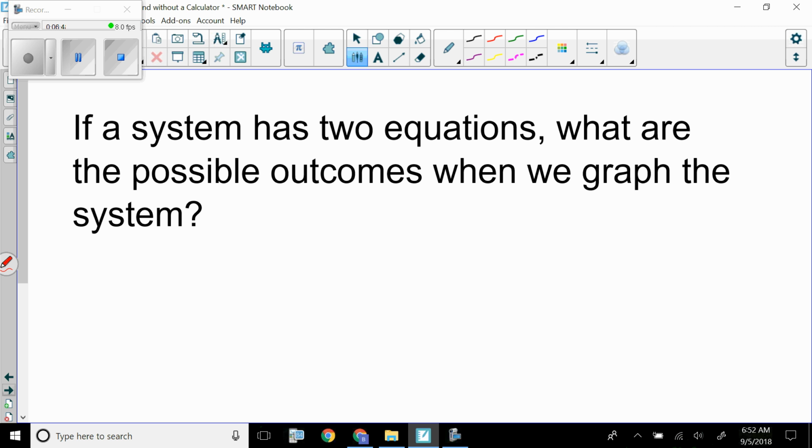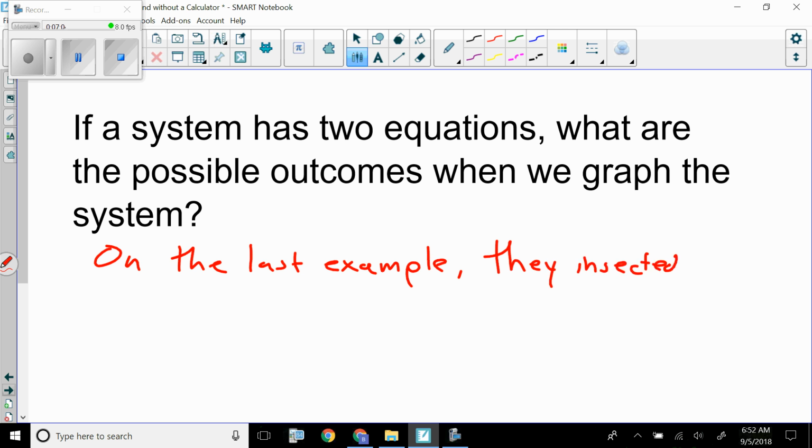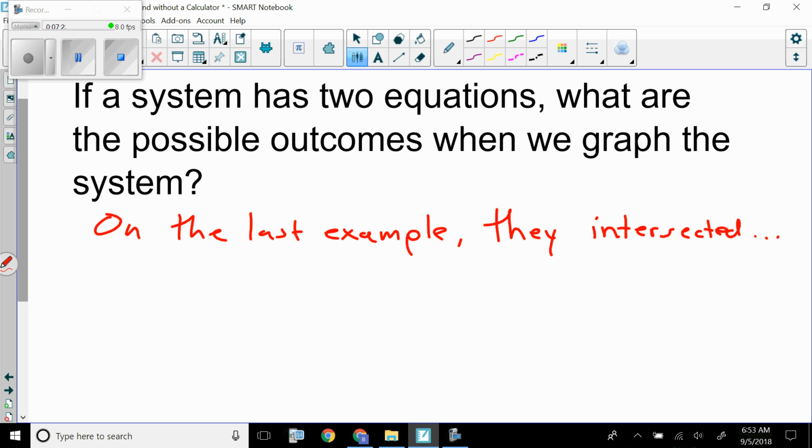Now, what kind of possibilities could happen when we graph a system? On the last example, they intersected. Well, how many times did they intersect? They intersected once in the last one.